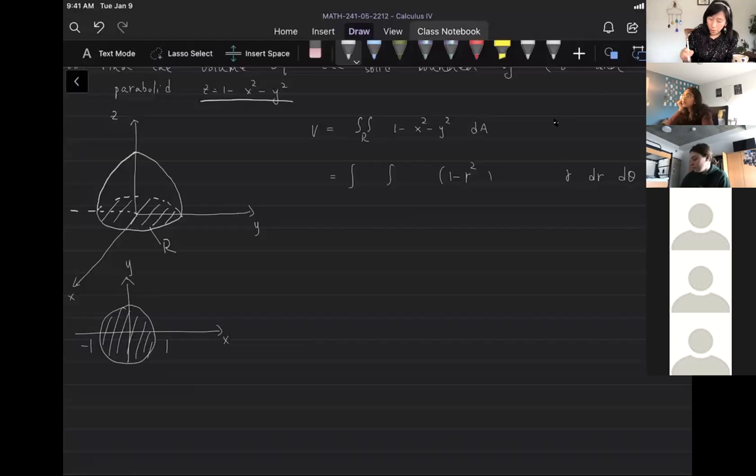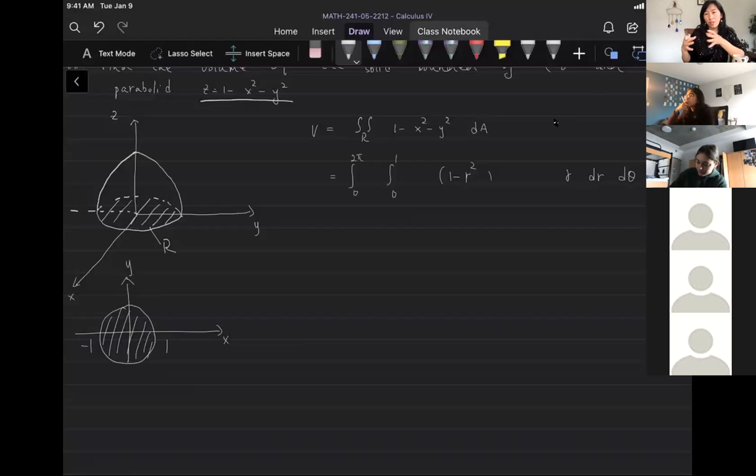Okay, so what's the limit for your theta? Can anyone tell me? For theta? 0 to 2 pi. Yes. How about R? 0 to 1. Yes, 0 to 1. Right. And the function is 1 minus R squared, and R dr d theta. This is much easier.